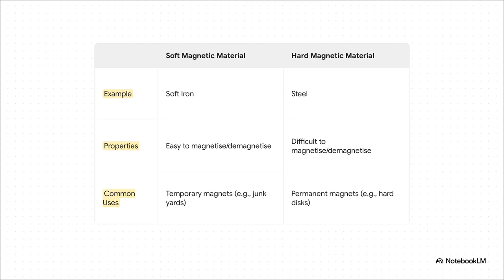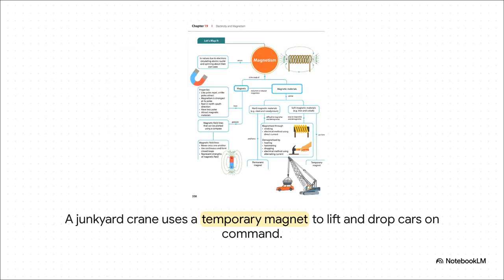And this table just lays it all out perfectly. Soft iron is great for temporary magnets, like the ones we're about to see. And steel, well, because it's hard to magnetize but also hard to demagnetize, it's perfect for making permanent magnets. And would you look at that last point? Recording media and hard disks. The mystery is starting to come together, isn't it? You see, it's all about choosing the right material for the job.